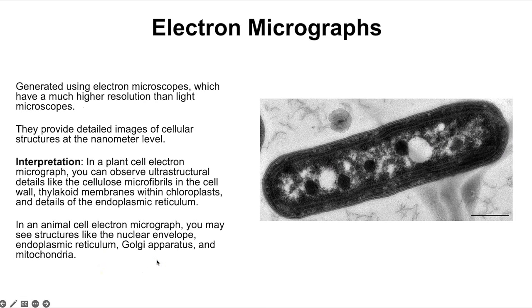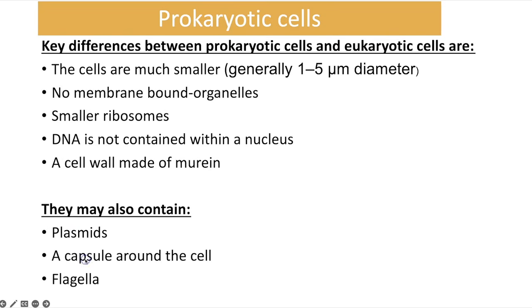But to be able to see other smaller organelles and the internal structure of organelles, that's when you'd need to use an electron microscope to create an electron micrograph. That's the name of the image that is created using an electron microscope. And because those microscopes have a higher resolution, you're able to see all of these extra organelles and also the internal structures of those organelles.